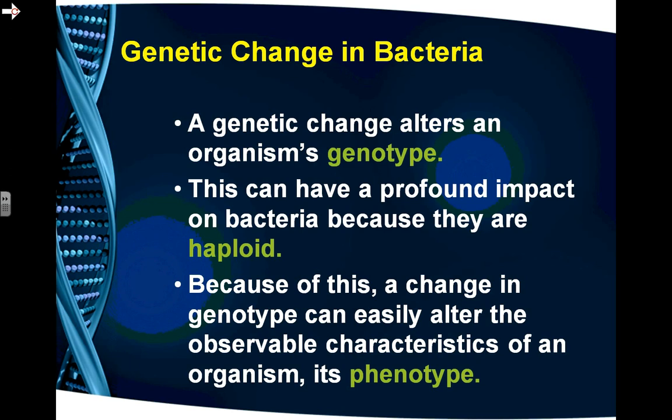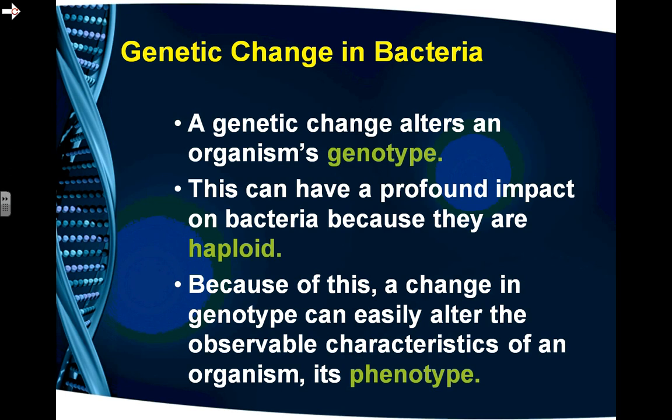Genetic change in a bacterium can be dramatic. The change in one simple gene can dramatically change a bacterium because, as we've talked about before, they are haploid. They only have one copy of the chromosome in them. Very different from us. We're diploid, remember? So you have the ability, for instance, for a dominant gene to cover over a recessive gene. That doesn't happen in bacteria because they're haploid.